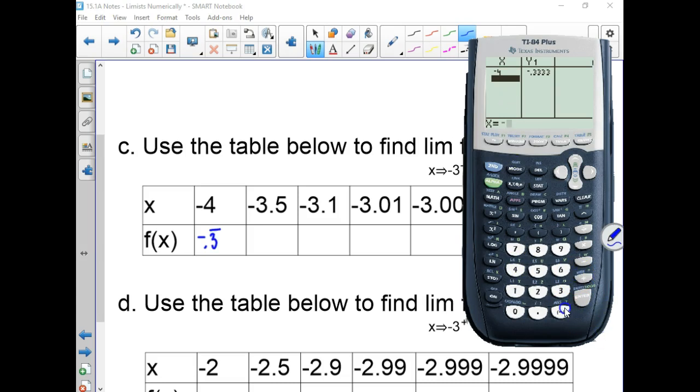And then I can type in negative 3.5. So you can type in whatever number you want. You don't have to go by the set. Like you don't have to go change what is going up by each time. So this time I get negative 0.4. And then I'll try negative 3.1, which is negative 0.4762, and negative 3.01. I get negative 0.4975.